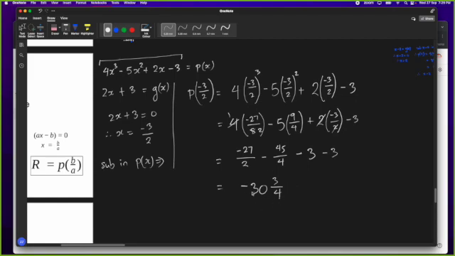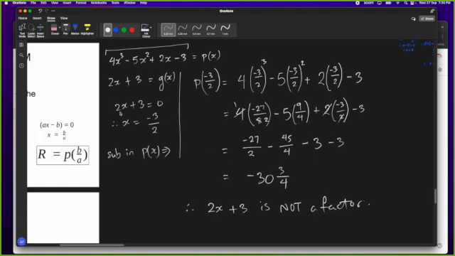Shreya, you got anything close to that? Yeah, I get that. Negative 30.75. Yes, so it is not a factor. And remember, in maths, we do not like decimals. We prefer fractions. Don't ever give an answer in a decimal unless they ask you for it. Right? So it's not a factor.